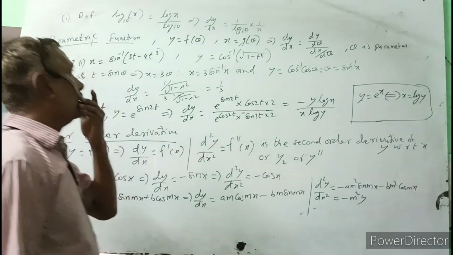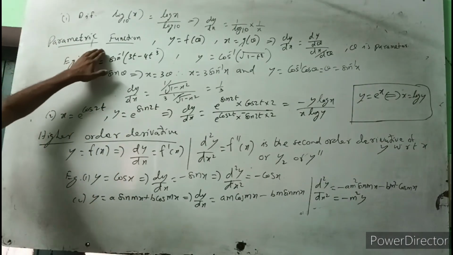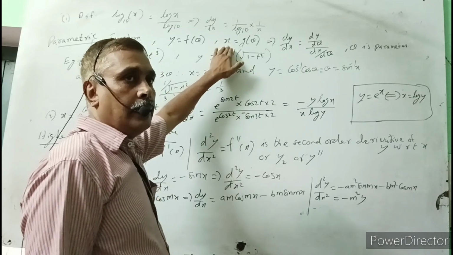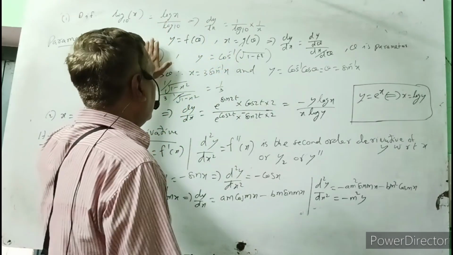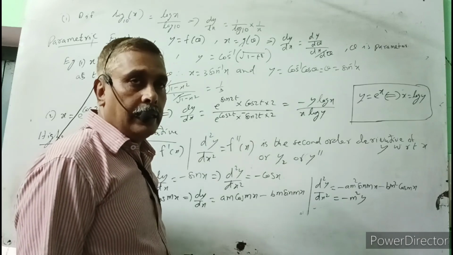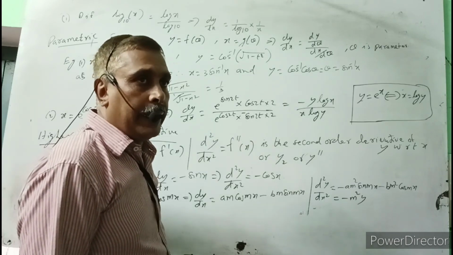That's the derivative. Now, what is a parametric function? Here both x and y are variables. If x and y are defined with a third variable, then that third variable is called a parameter.